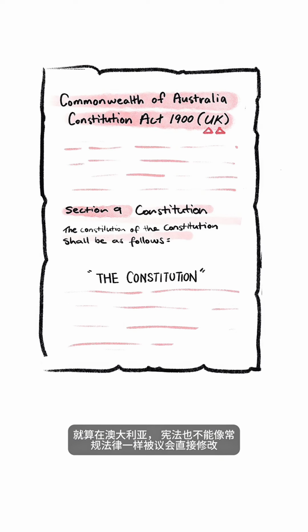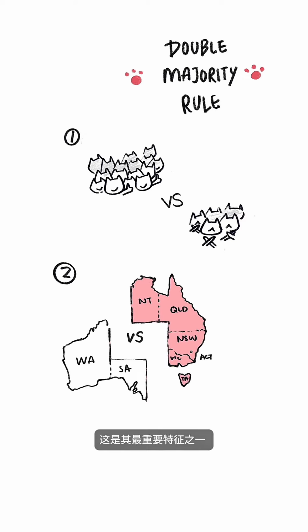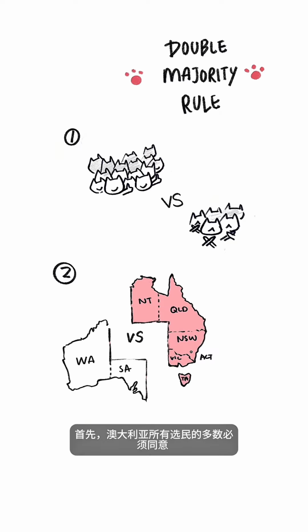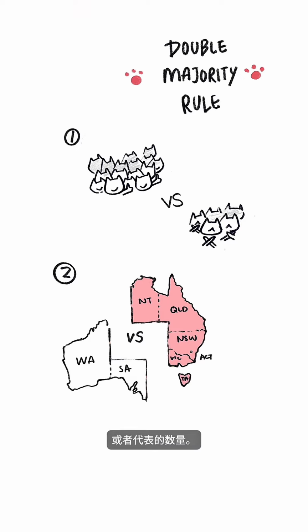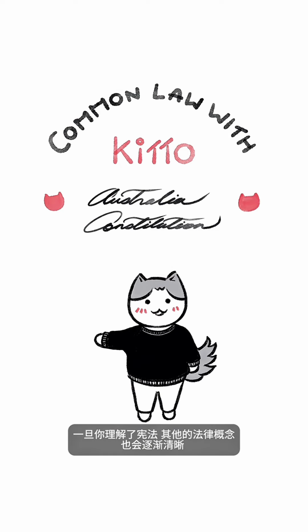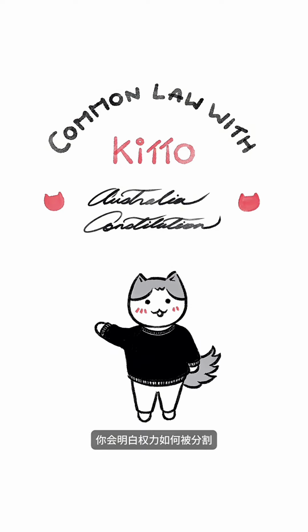You can't change the Constitution like other regular laws, and that's one of its most important features. Any change must go through a national referendum and pass the double majority rules. First, a majority of all Australian voters must agree. Second, a majority of voters in a majority of states must also agree. And if the change affects a specific state's border or number of representatives, then voters in that state must approve it too.